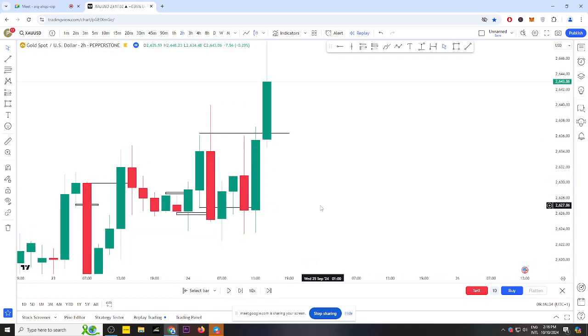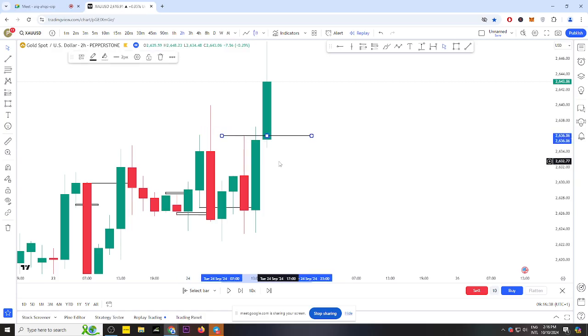Brother, when we are doing this, we still cannot predict whether it's going to go up or down, right? You know what we do not do? We do not predict. What do we do? We react.